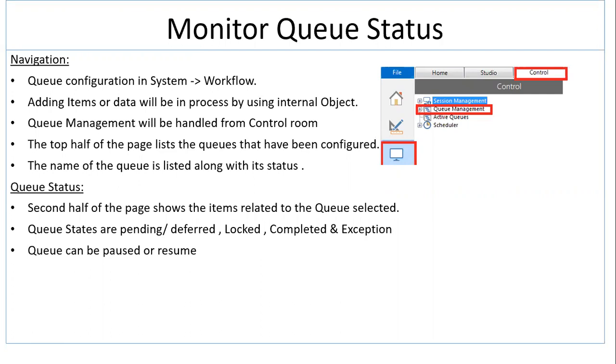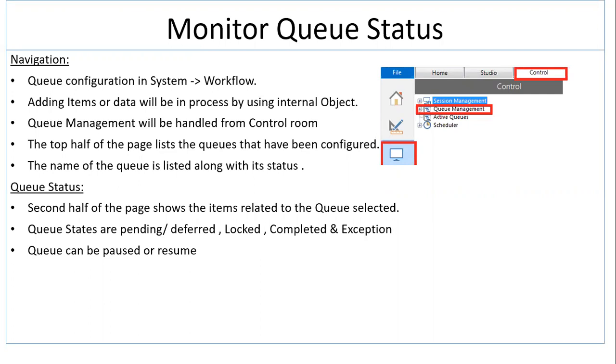Now, queue management is handled completely from the control room, or the controls tab. You can see in the screenshot, you have to click the controls tab or the monitor icon, either one. Then you have to use the queue management link, which is highlighted with a red box. As soon as you click queue management, your section will get split into two.